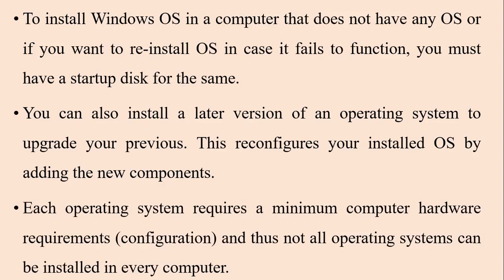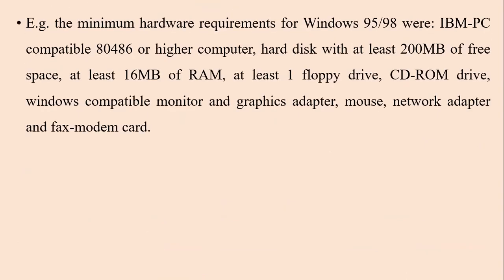Each operating system requires minimum computer hardware requirements, or what we call configuration, and therefore not all operating systems can be installed in every computer. For example, the minimum hardware requirements for Windows 95 and 98 were an IBM PC compatible 80486 or higher processor, a hard disk with at least 200 MB of free space, at least 16 MB of RAM, at least one floppy drive, and remember that was then, the CD-ROM drive, Windows compatible monitor and graphics adapter, mouse, network adapter, and fax modem card.